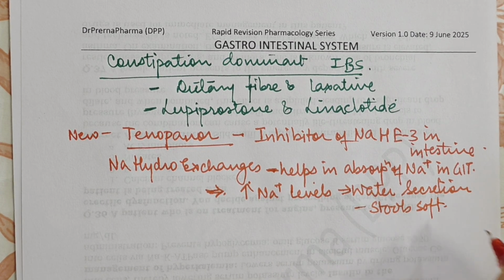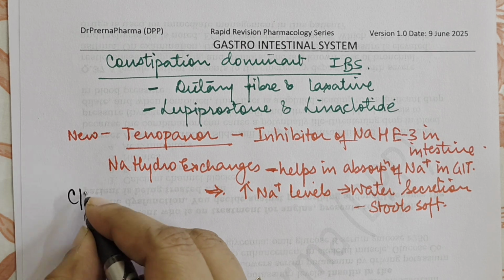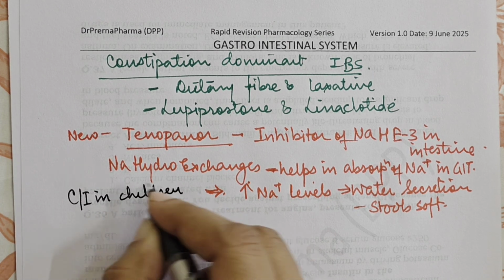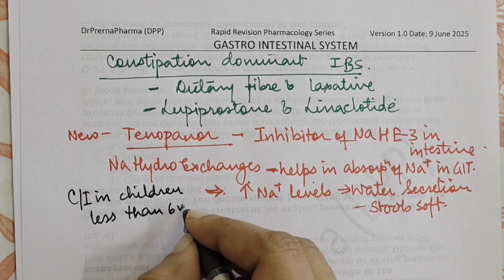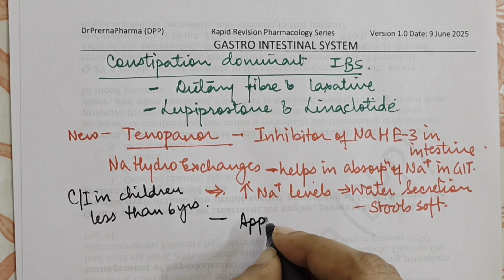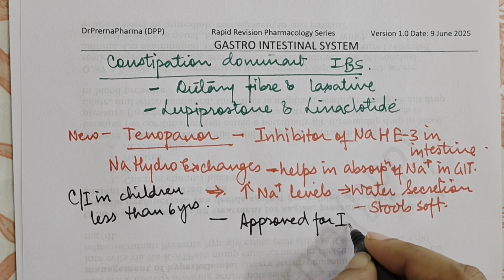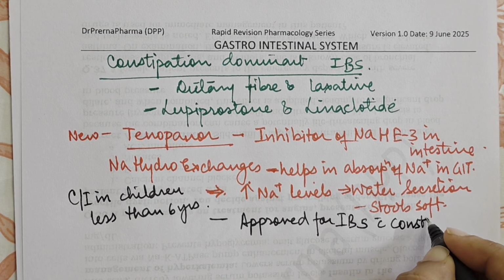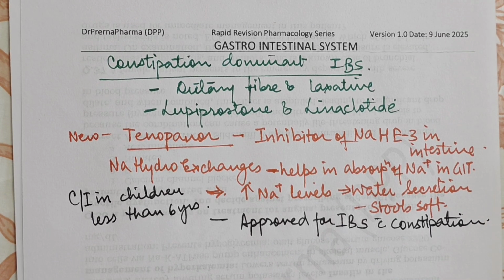Okay, so this is the mechanism by which this drug acts, but it is contraindicated in children less than 6 years of age, and this is approved for IBS with constipation.